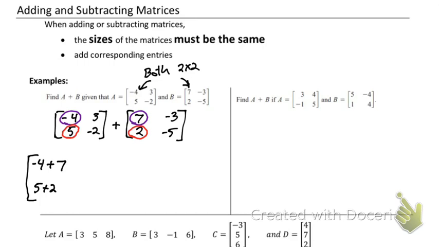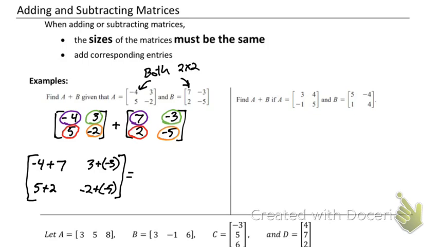Then we look at that top right, that 3, and we're going to add that to that -3. So we're going to have 3 plus a -3 in our top right. And finally, in our bottom right, we have that -2, which I'm going to add to that -5. So we're going to have -2 plus a -5. And then we're just going to do the addition.